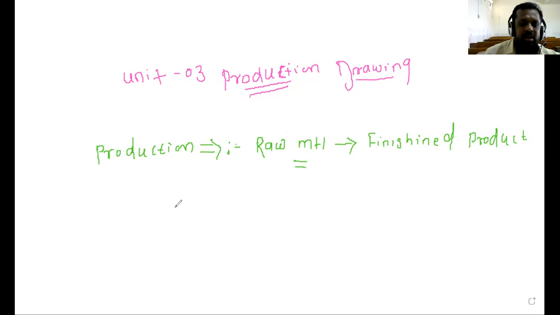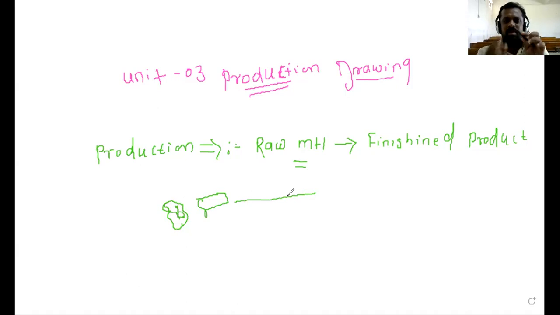Suppose first of all we have a raw material, and on that raw material we carry out a process. For example, suppose you have one rod, and I tell you to make such a product. I will give one drawing, and watching that drawing, you have to prepare such a product from this raw material. Then what will you do? You will take that raw material, then carry out the process on it.